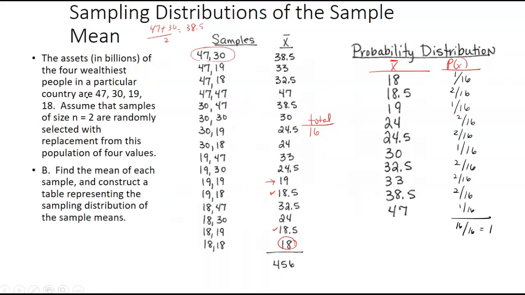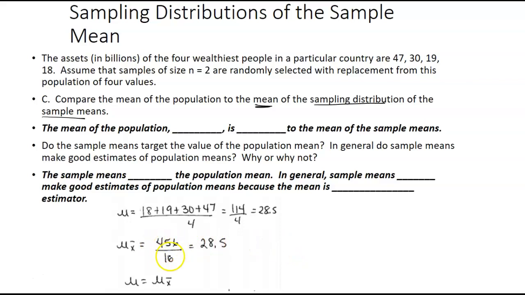So I'm going to go back, and look at the mean of my sample means. I want to add all of these values up. So I get this 456 when I do that. So I'm going to do 456 divided by 16, which is what I had, and that's going to give me the 28.5. You notice these two are equal to each other, and that's what we would expect. So the mean of the population, mu, is equal to the mean of the sample means.